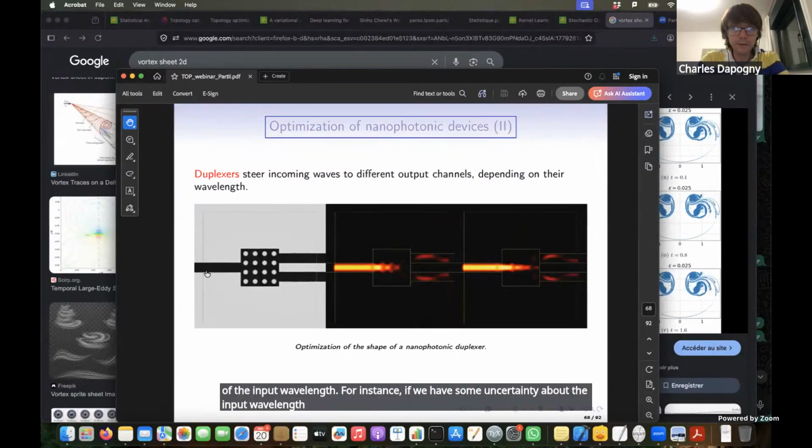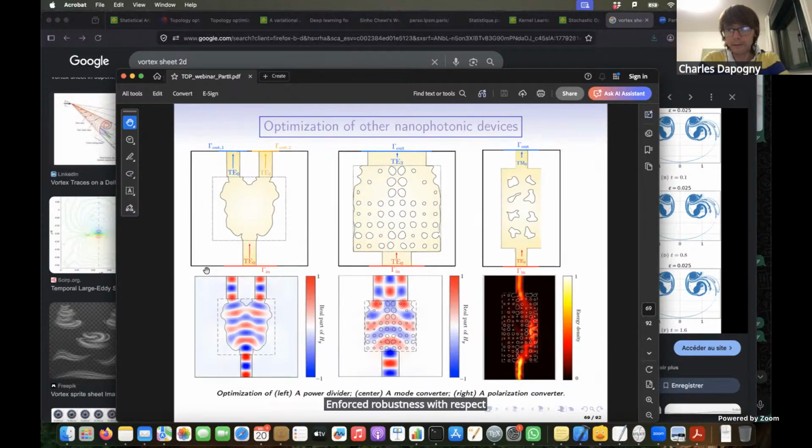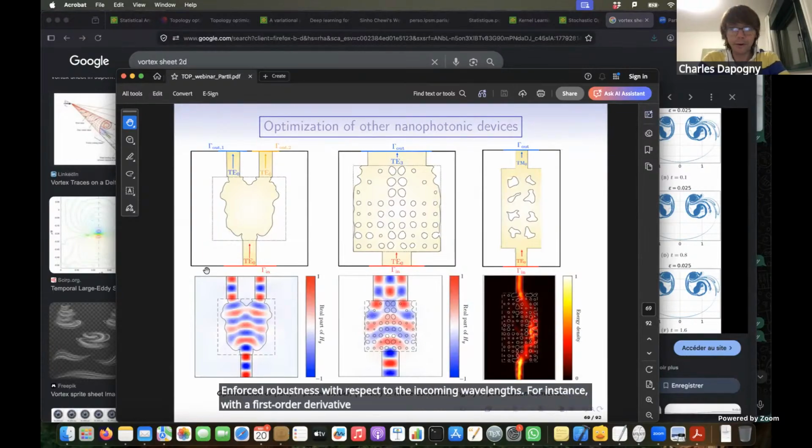So the shapes that I have presented here have been done without considering robustness, possible uncertainties on the input wavelength. But in the study on which these examples are based, there are some examples where we enforced robustness with respect to the incoming wavelengths, for instance, with first order derivative methods. I could elaborate more on that if you're interested. But these examples here are not robust to the wavelength, but there are some other examples that we did in the same study that were.